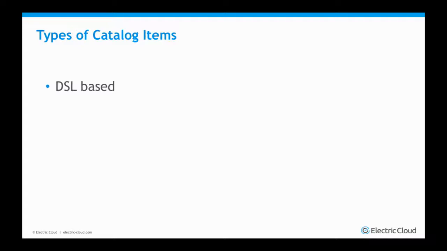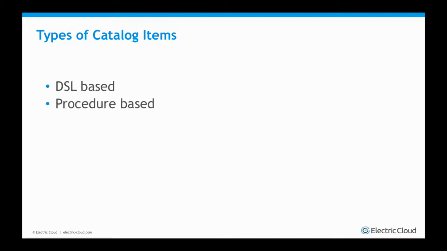There are three main types of self-service catalog item. First is the DSL-based catalog item. DSL-based catalog items are the easiest to create. You use the ElectricFlow UI to author a model, then export the DSL from the UI, and then convert it into a DSL template before exposing it to the end users as a catalog item.